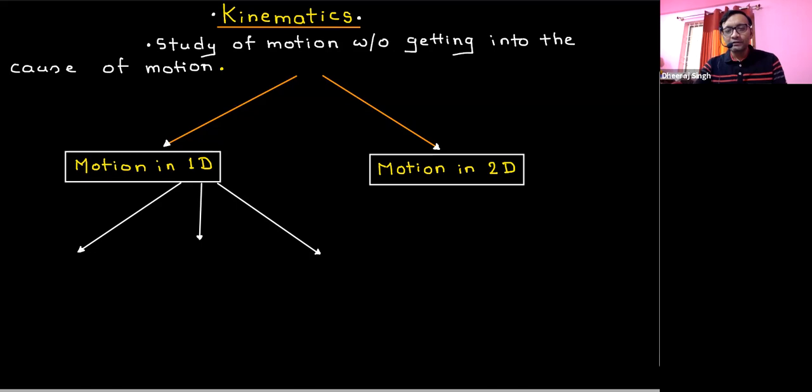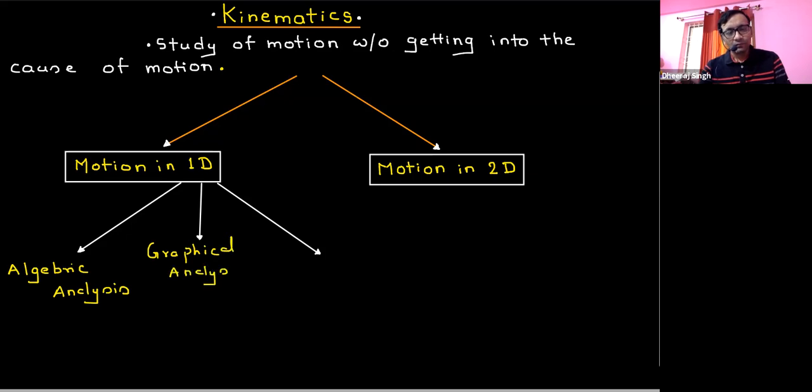What is kinematics? Analysis of motion or study of motion. Fine. So the first part is the algebraic analysis. We'll be analyzing the motion using algebra or using the equations. That is algebraic analysis. Fine. Then the second part of the chapter will be graphical analysis. Okay. Using graphs and all, we'll be analyzing the motion of an object. Okay. Third is basically calculus oriented.